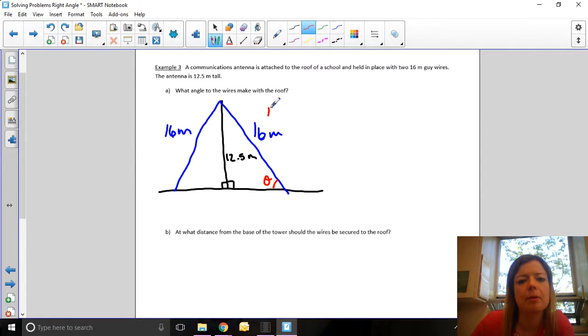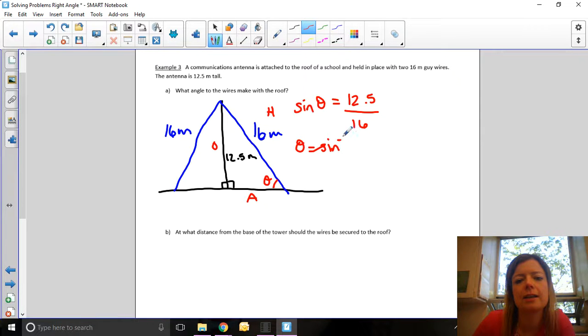So this is our hypotenuse, this is our opposite, and this is our adjacent. So notice that we are given opposite and hypotenuse. So O and H, that goes together with sine. So sine of theta equals opposite, which is 12.5, divided by hypotenuse, which is 16. So remember, we put theta equals the inverse sine, so sine to the negative 1 of 12.5 over 16.